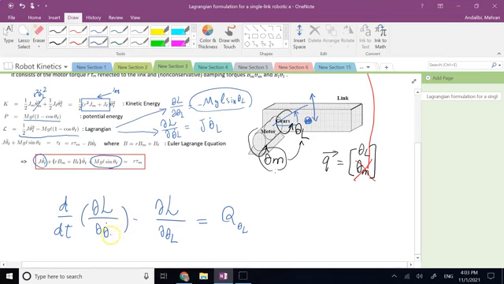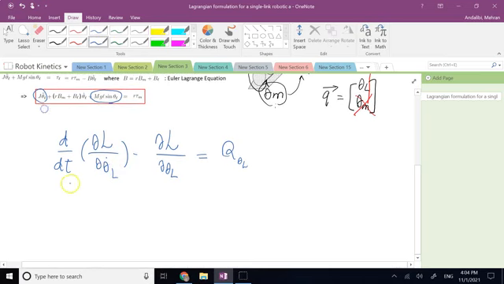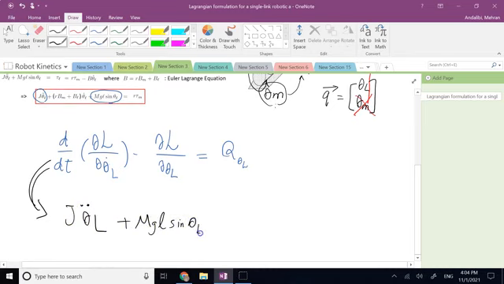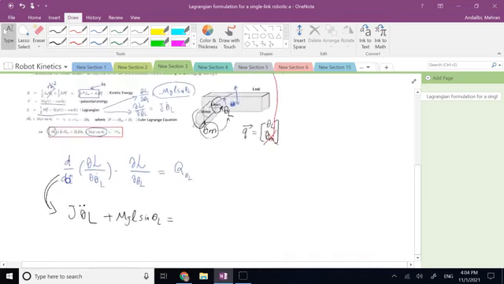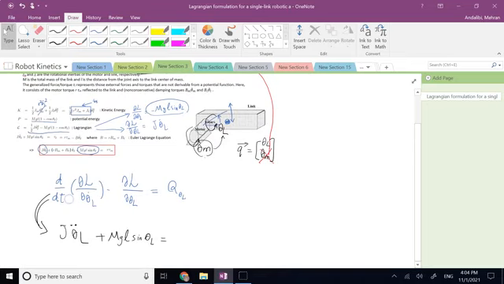as I just explained to you, this term is J times theta double dot of L. This term is going to be positive mgl sine of theta L. And what is Q of theta L? For that, I need to again use that variation approach.